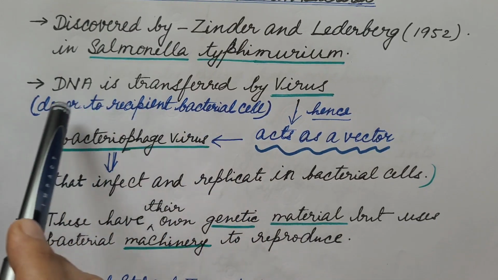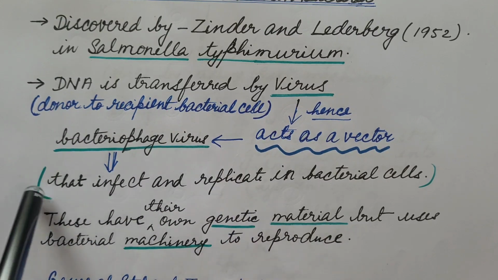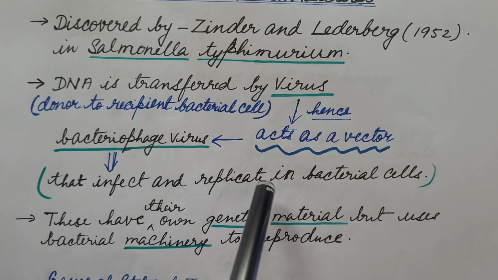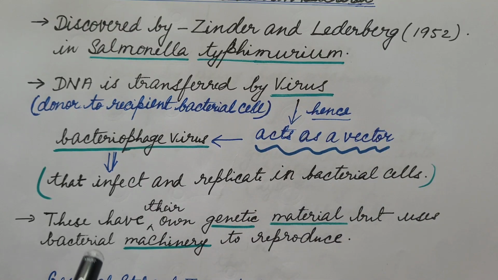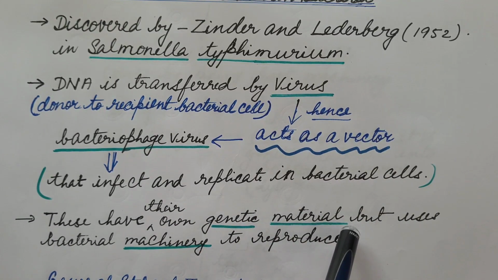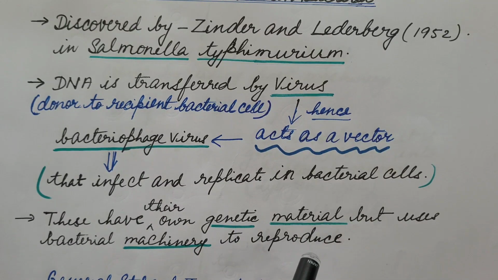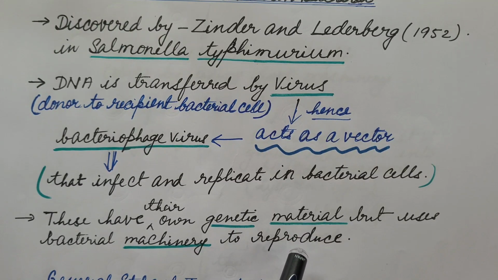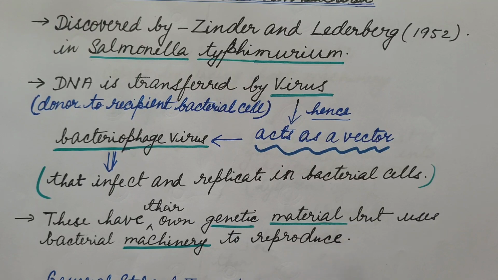And the viruses that are involved are Bacteriophage virus. These infect and replicate in bacterial cells. This is because these viruses have their own genetic material but do not have the machinery. Hence, they use bacterial machinery to reproduce, that is for the replication, transcription and translation.